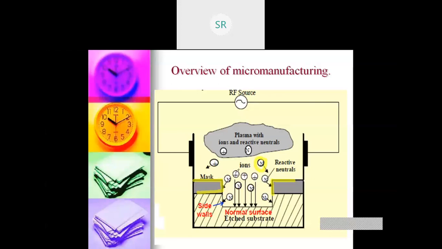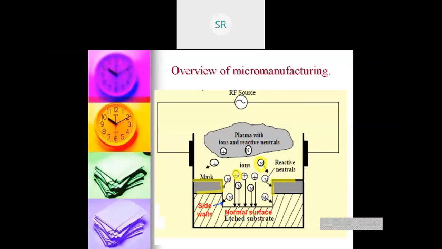So this is the charged ion. They bombard the normal surface. See here, the charged ions are not bombarding the target surface, they bombard the normal surface. Whereas the reactive neutrals bombard the side wall, and at the same time they bombard the normal surface also. The charged ions bombard only the normal surface.